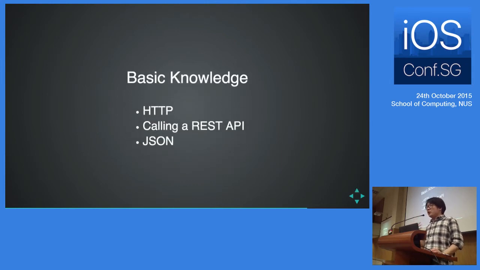The basic knowledge you need to consume these services is that they are just HTTP. So in iOS, it's just an HTTP request, response, get back, and so on. How to call a REST API, very simple. And essentially JSON. All you need to do is call an API, get back the data in JSON format, and that's it. So let's take a look at how we can go about doing that.